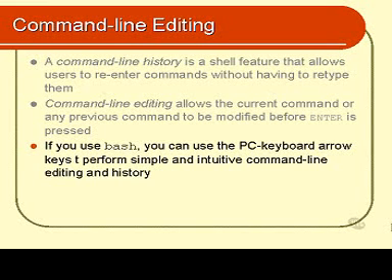Now, command line history and command line editing using bash are about as simple as can be. You simply use the PC keyboard arrow keys to perform the simple and intuitive command line editing and history features. You simply use the up arrow and the down arrow, left arrow, right arrow, and so forth. If you need to make a change to any given command line, you just simply use the backspace or just start typing. Very, very simple.